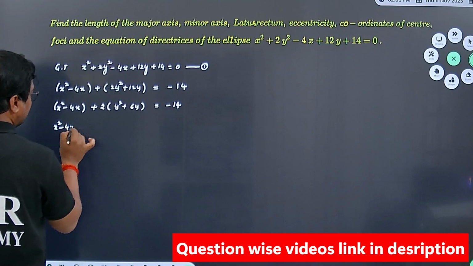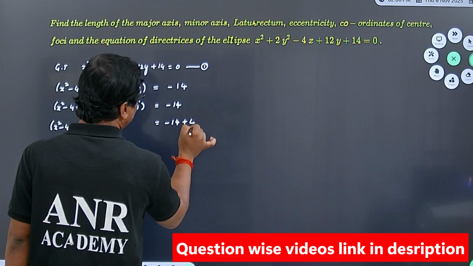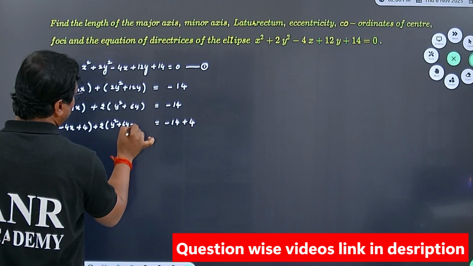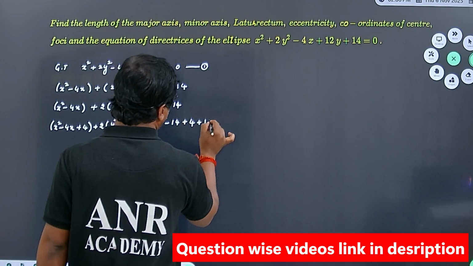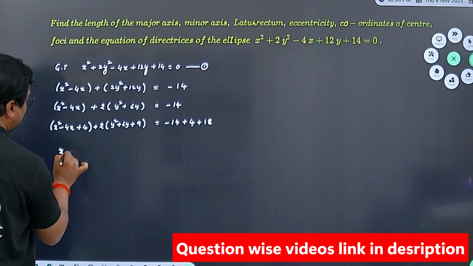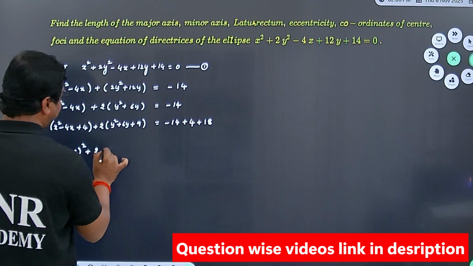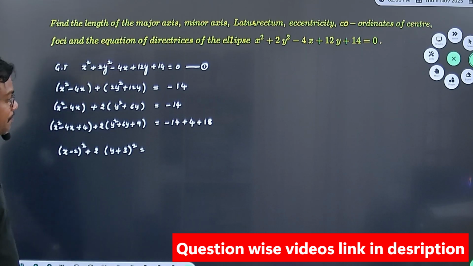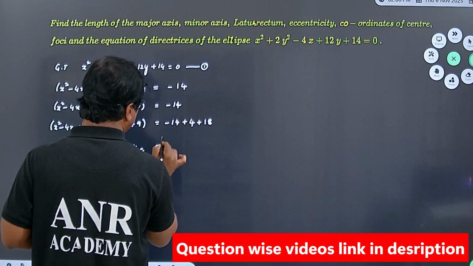For x square minus 4x, I am going to add 4. When you add 4 on the left side, you have to add 4 on the right side. Next, here I am going to add 18, 2 into 9. Therefore, here you have to add 18. Now you can write this as perfect square: x minus 2 whole square. Next plus 2 times of this, y plus 3 whole square. Next, minus 14 plus 4 is minus 10, plus 18, that is 8.